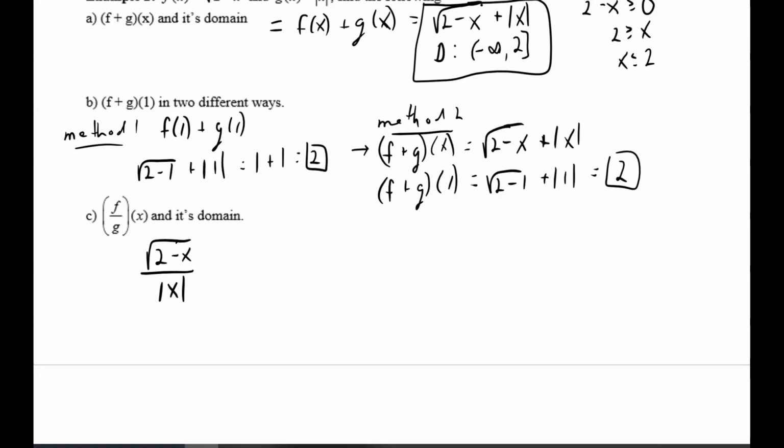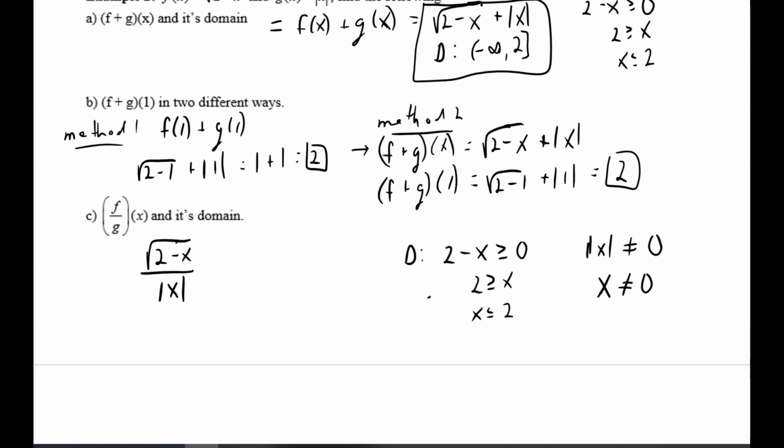There's the function. As far as the domain, you have to consider the radical in the numerator. So we know that 2 minus x must be greater than or equal to 0. In other words, 2 is greater than or equal to x, and in other words, x is less than or equal to 2. And we also have to consider the fact that the absolute value of x cannot be 0. Well, the only way for the absolute value of x to be 0 is if x were 0. So x cannot be 0. 0 in the denominator would make this undefined. So we have these two restrictions.